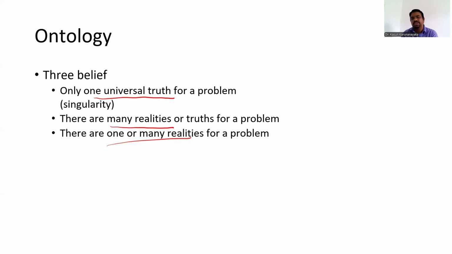But if you think about different aspects, like how can a disabled person use this kind of UI? How can an elderly person, let's say a person who does not have good eyesight, use this kind of system? Then you can think of different realities for these different people, right? So the third belief is there can be one or many realities for that problem.